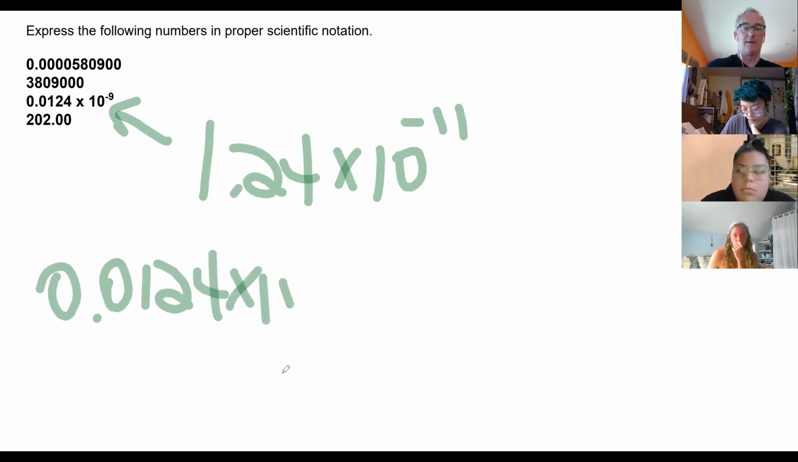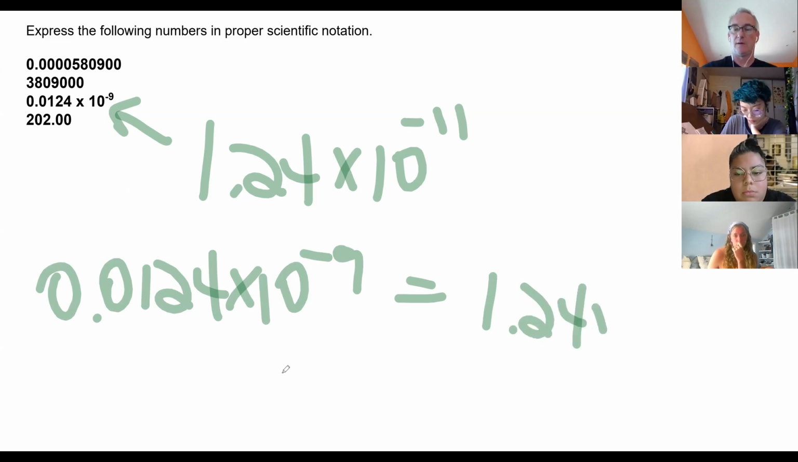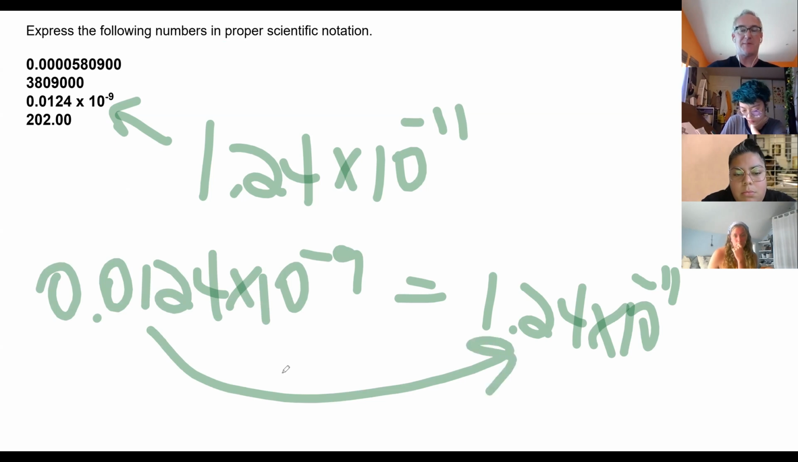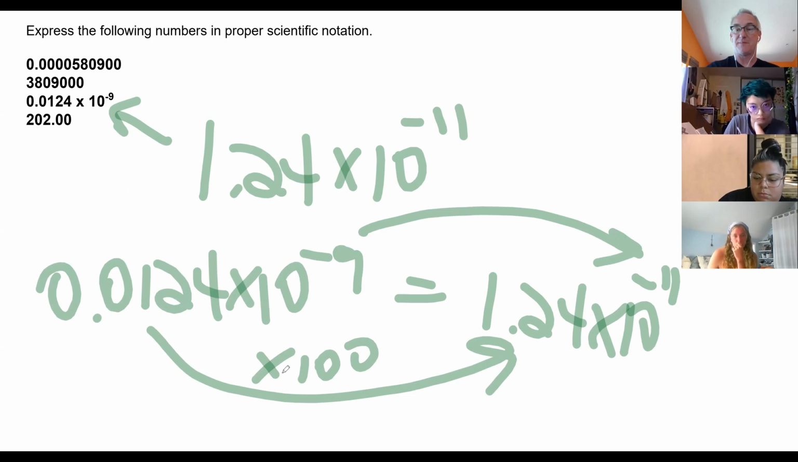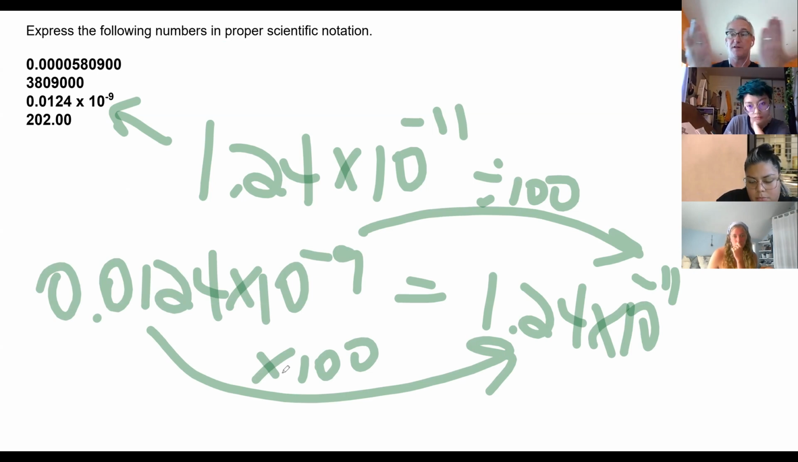Basically, what we did to make these 2 numbers equal, because they have to equal the same thing, is we multiplied this by 100, so we got to divide this by 100. If we make one side 100 times bigger, we got to make the other side 100 times smaller, so when we multiply them, we get the same thing. Because we moved this one 2 places, we have to take 2 places away from this. So that's why it's minus 11.